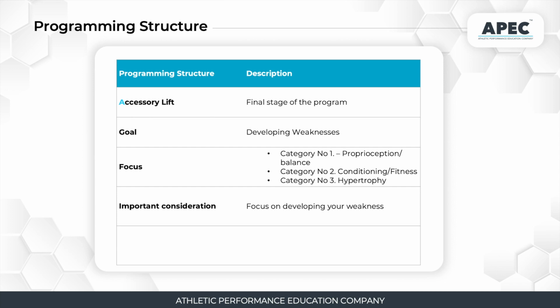Now, the accessory stage of the program is normally categorized into 3 different categories. Category 1 is proprioception or balance. Category 2 is conditioning or fitness work, and category 3 is hypertrophy or repetition work. What we want to do is pick one of those categories that we can focus on developing.